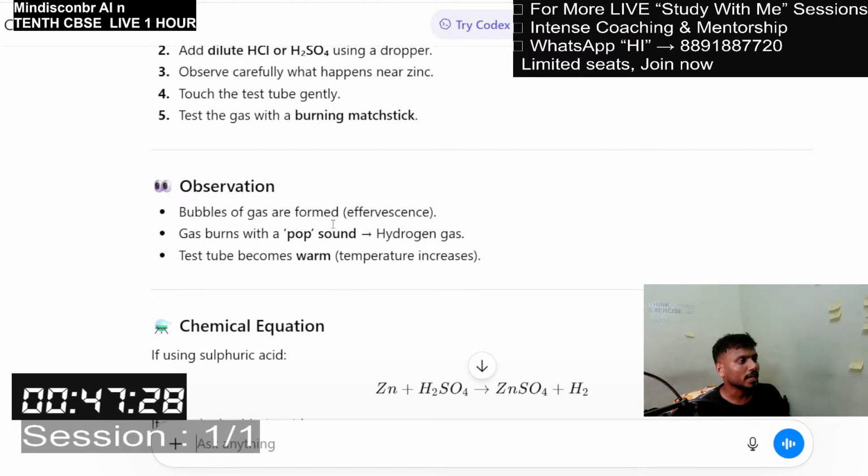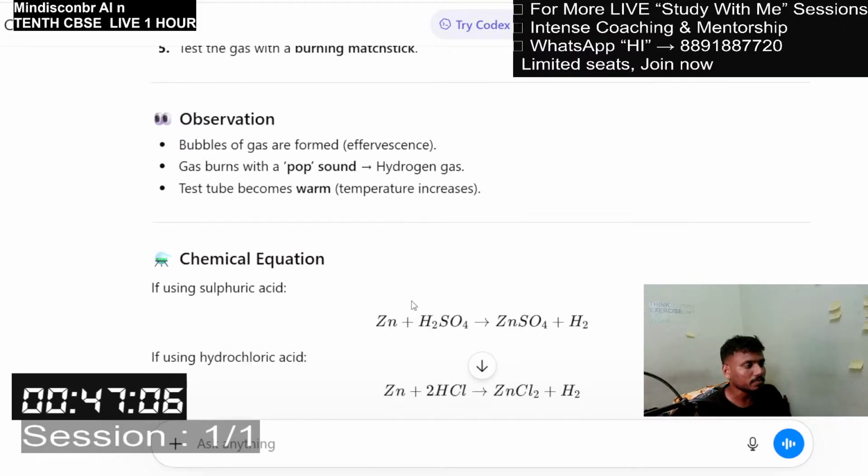Observation: bubbles of gas are formed, that is effervescence. The gas burns with a pop sound, that is hydrogen gas. The test tube becomes warm. The bottom of the test tube becomes very warm. Therefore the temperature increases, due to heat being released.